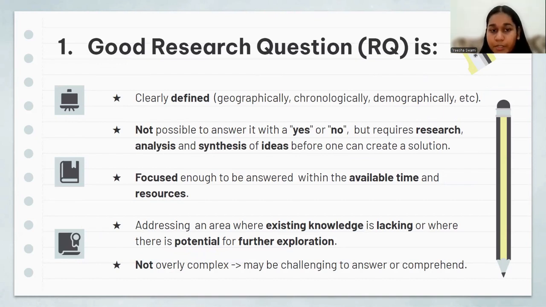Your question should be clearly defined. A good research question is not simply answered with a yes or no. Neither should it be overly complex, that it is confusing to you, even the researcher. Your question should be focused enough that you have adequate time and the resources to answer and complete your research project.